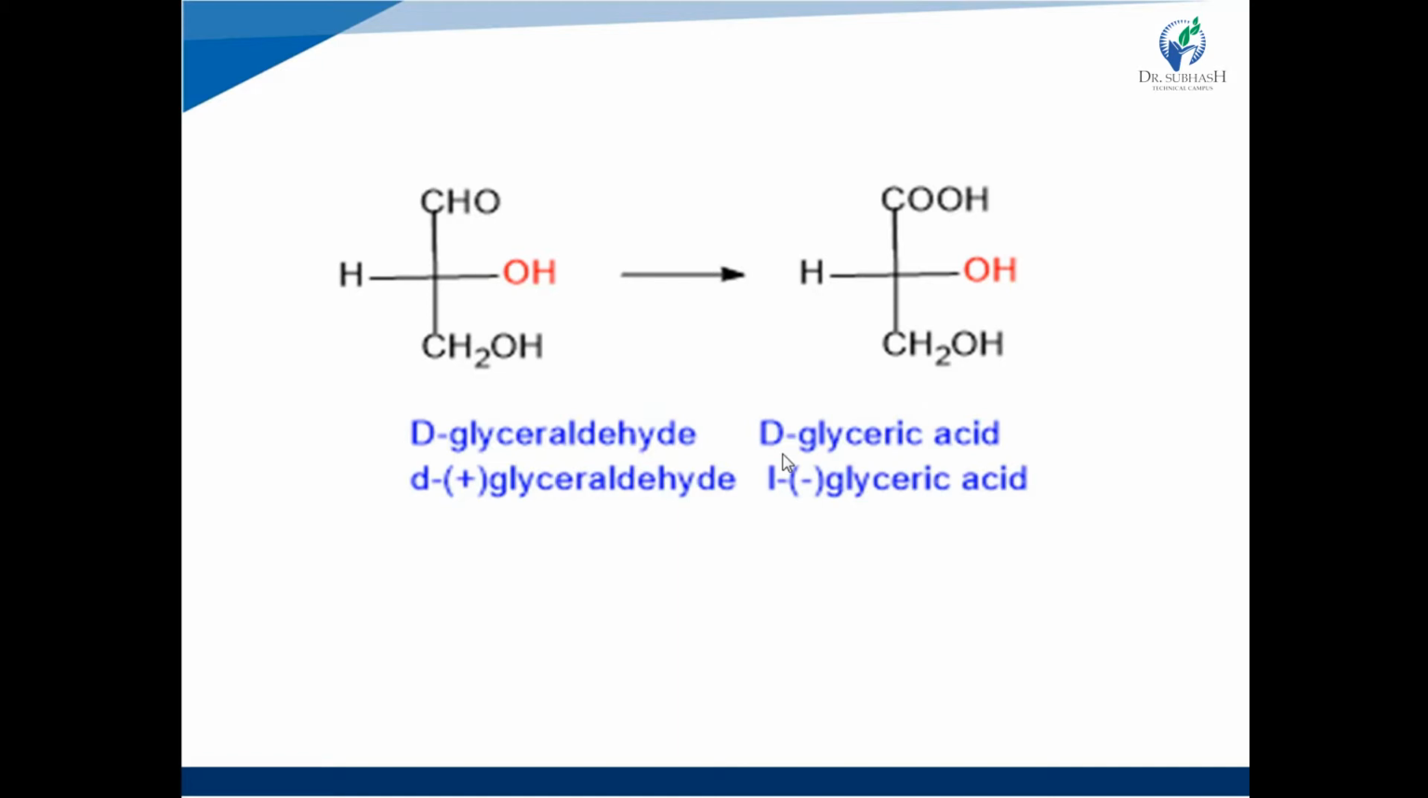Now take an example of the conversion of glyceraldehyde to glyceric acid, right? Glyceraldehyde is oxidized to glyceric acid. Here the configuration is not changed because the bonds of the chiral center are not altered, that's why configuration D remains the same. D-glyceraldehyde is converted into D-glyceric acid by an oxidation reaction, right? But see, glyceraldehyde rotates plane polarized light to the right side, it is dextro, but the formed glyceric acid is levorotatory. So the rotation is changed, but the relative configuration does not change.